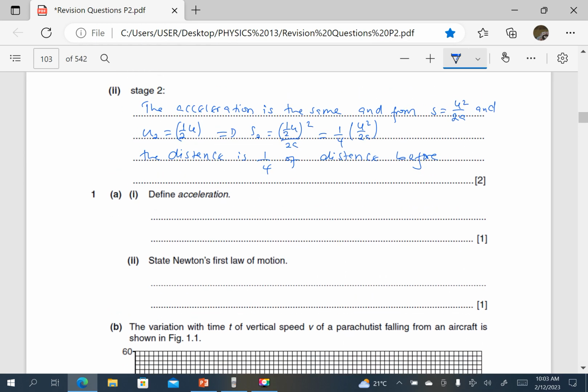Okay, define acceleration. We know that acceleration is the rate of change of velocity, or change in velocity over time taken. Change in velocity divided by time taken.